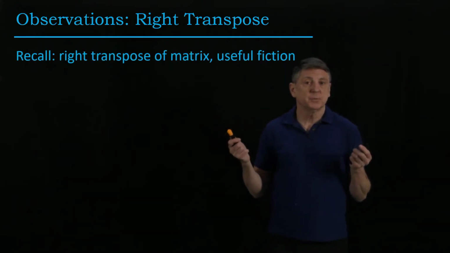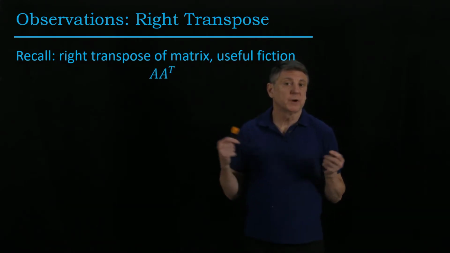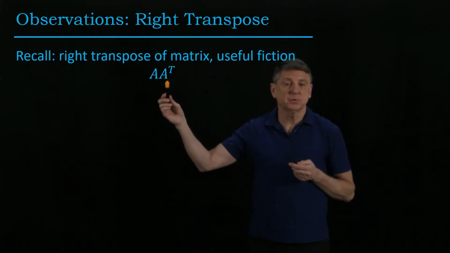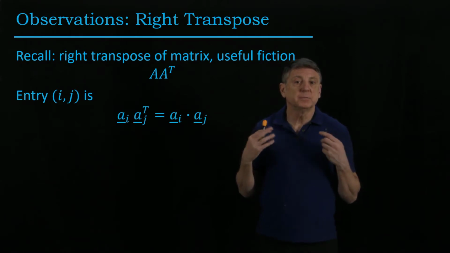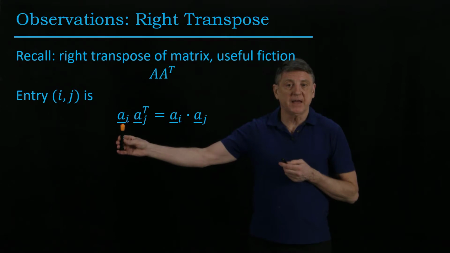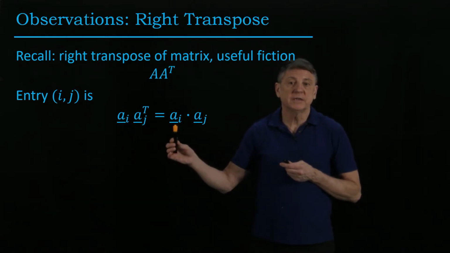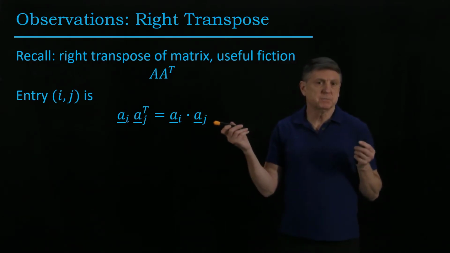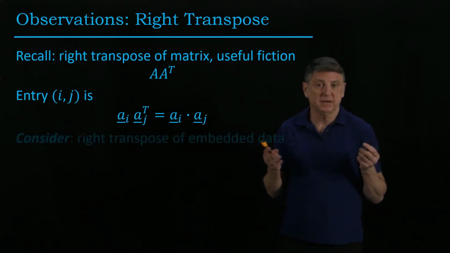Mathematically, one of the things that we found useful in looking at the singular value decomposition was what we called the right transpose product of a matrix, and that was just the matrix times its transpose. When we do this, we can compute each entry ij, and that would be the ith row of A times the transpose of the jth row, or we could think of it as a dot product. And if we have data, this may be a little problematic, but we'll imagine that we can do it for data also.